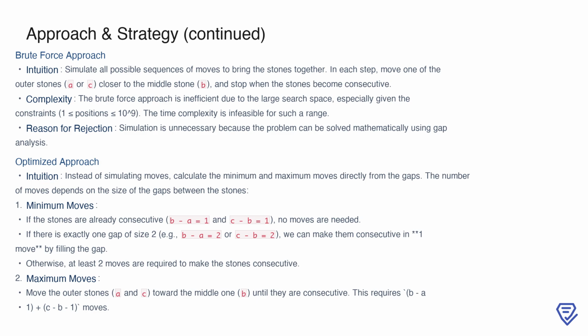Instead, we can use an optimized approach that avoids unnecessary simulations. By leveraging gap analysis, we can directly calculate the minimum and maximum moves. For the minimum moves, if the gaps are already 1, no moves are needed. If there's a single gap of size 2, only one move is required to fill that gap. Otherwise, at least 2 moves are necessary. For the maximum moves, the outer stones are moved step by step toward the middle until they are consecutive, which requires (B minus A minus 1) plus (C minus B minus 1) moves. This mathematical approach is not only more efficient but also eliminates the need for exhaustive simulations.